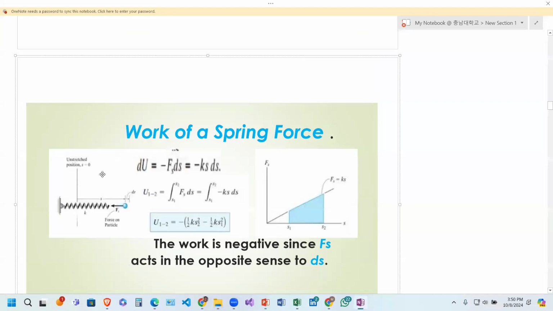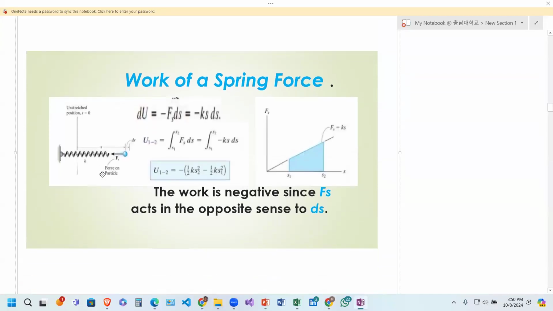Right. So now let's look at work of a spring force. Remember, for spring force we got an equation previously. Those who have done lecture 5 know how we come up with the force, and the constant k representing the constant force within that spring. So now we look at the spring constant.